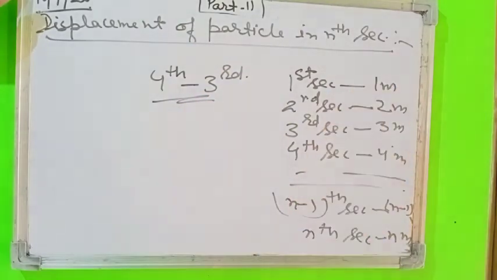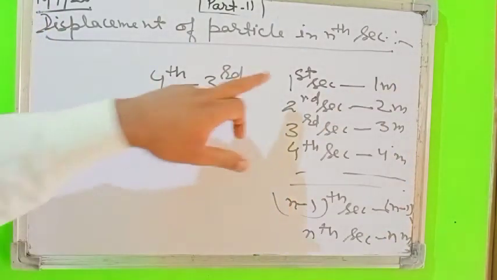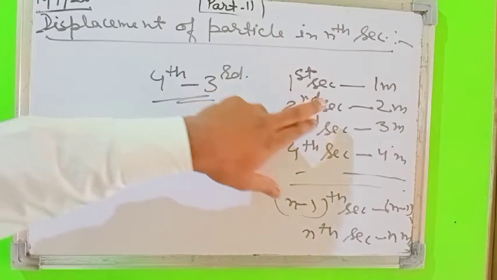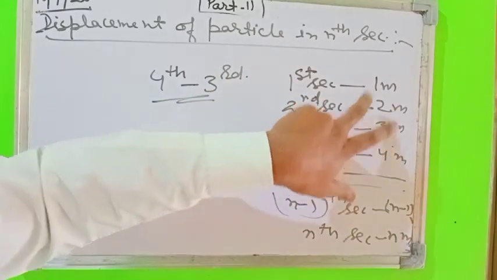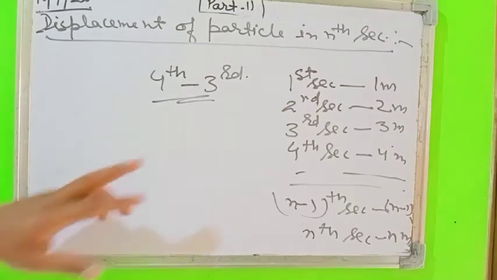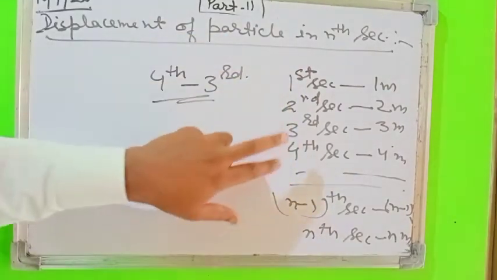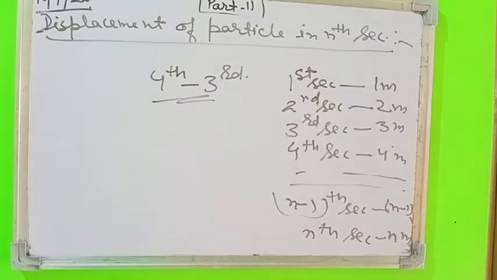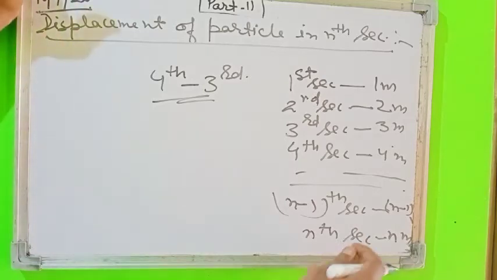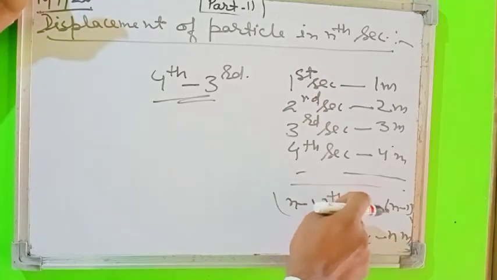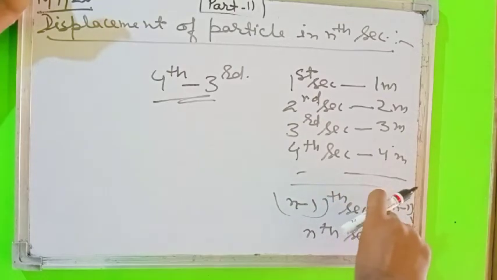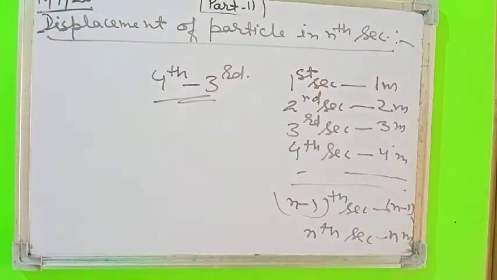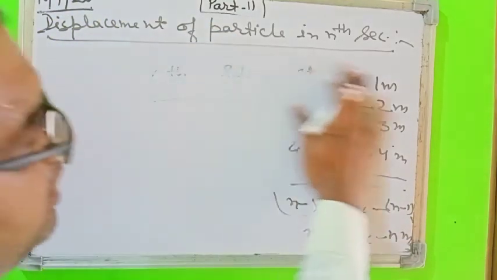In between, suppose it is asked how much the particle had displaced from the first second to the second second. From displacement in the second second minus displacement in the first second, you will get the displacement in between these 2 seconds. Similarly, to find the displacement of the particle in the nth second, displacement in the nth second minus the (n minus 1)th second gives how the particle displaced in these 2 seconds. So similarly we will find the displacement of the particle in the nth second.